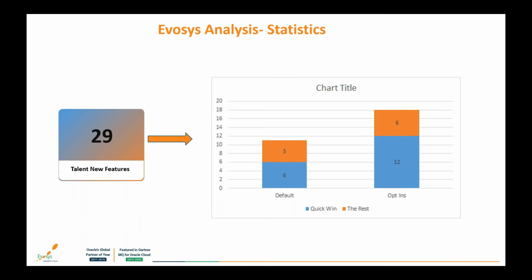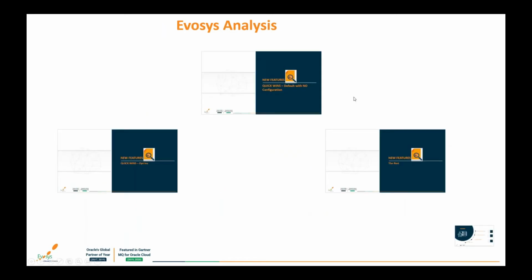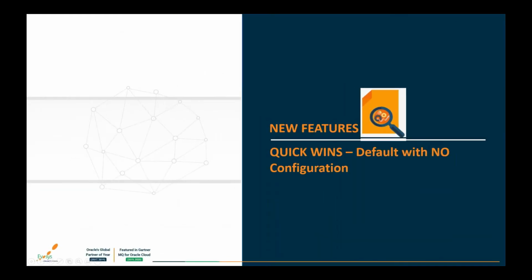To segregate further, we have divided this into 2 sections. One is quick win, another is de-risk. As the word suggests, quick win is an improvement that is visible and has immediate benefit, which can be delivered very quickly. So we'll move forward to the features directly. I'll start with quick wins, which are available by default and don't need any configuration.